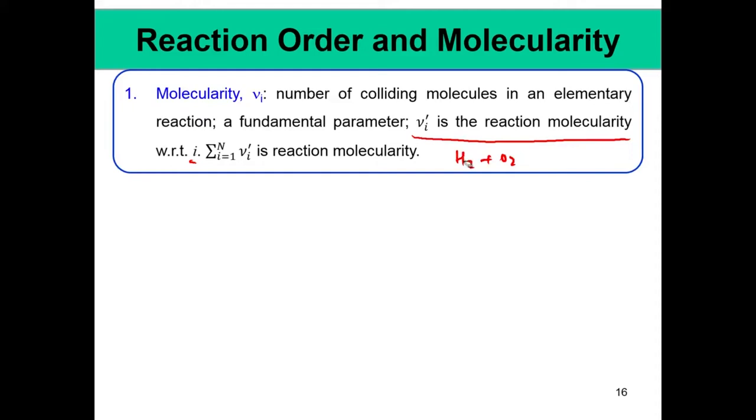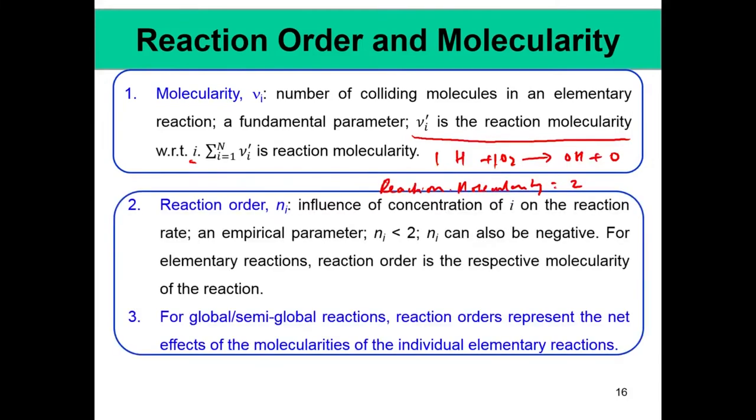Okay. Reaction order, what is reaction order? Reaction order is the influence of the concentration of I on the reaction rate. Now for elementary reactions like this, the reaction order is essentially the respective molecularity of the reaction, but that is also sometimes important. The most important contribution of reaction order comes for global and semi-global reactions, where the reaction orders represent the net effect of the molecularities of the individual elementary reactions. So this is where the reaction order is important.